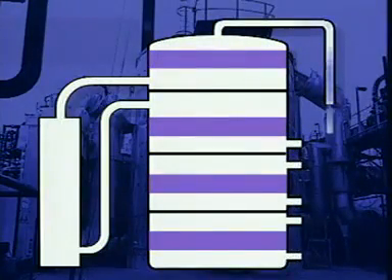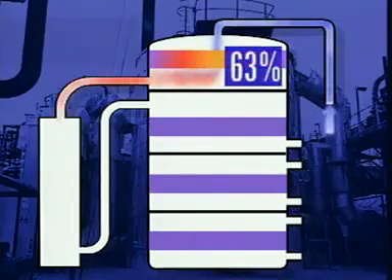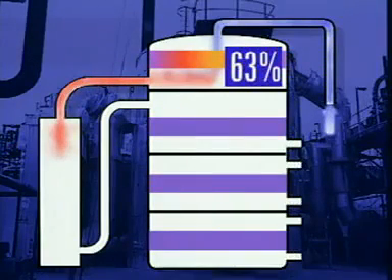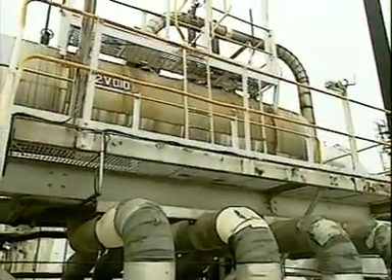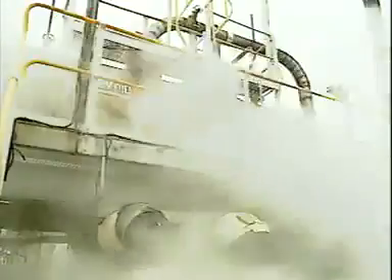The first catalyst bed converts about 63% of the sulphur dioxide to sulphur trioxide, and heat is produced. The gas stream is cooled before it passes to the next catalyst bed. Hot gas superheats steam from the furnace boiler.